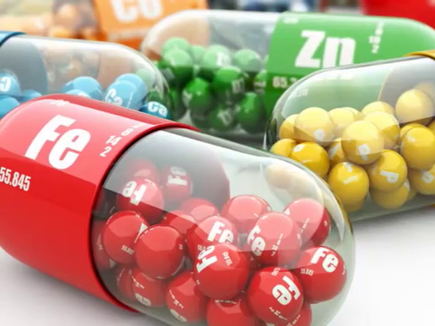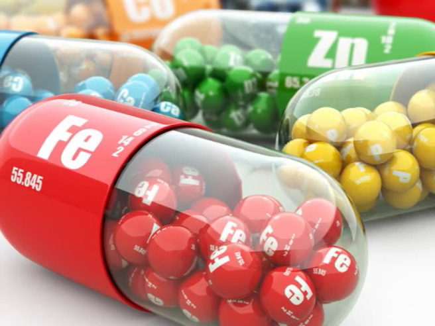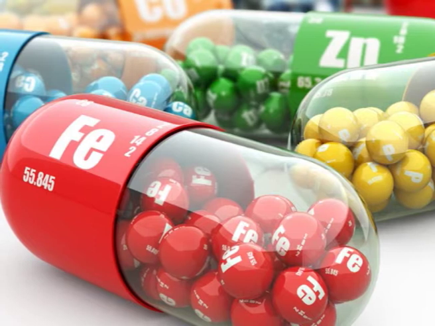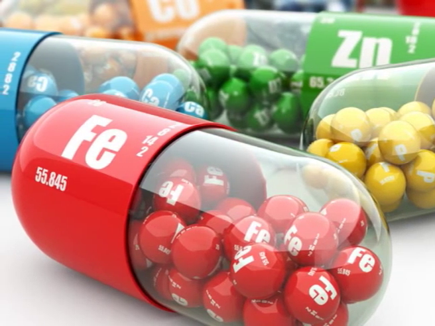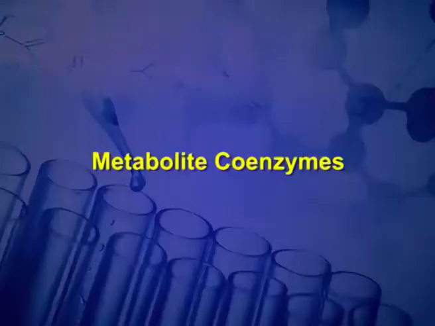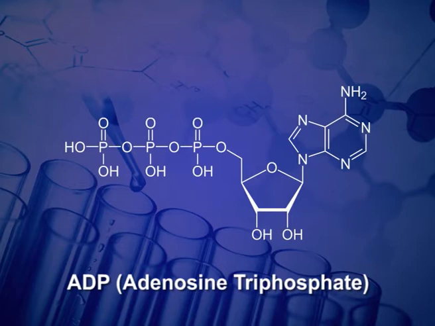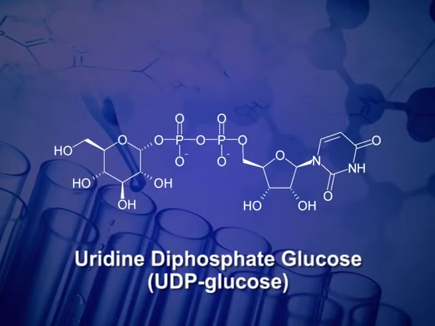In order to create supplements with larger amounts of vitamins, manufacturers have synthesized vitamins that are similar to, but not the same as, the coenzyme vitamins that are needed to facilitate metabolism. Let's begin with metabolite-type coenzymes. Examples of metabolite coenzymes are ATP, adenosine triphosphate, and nucleotide sugars such as uridine diphosphate glucose, that is UDP glucose.